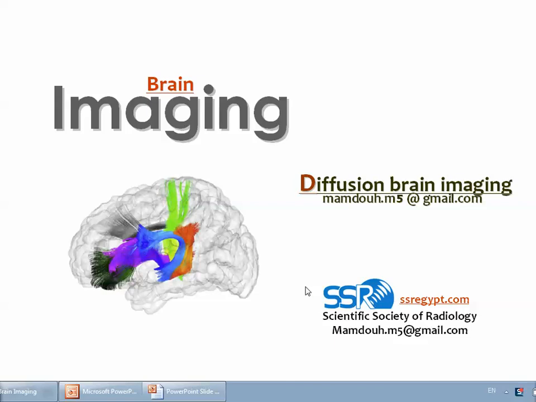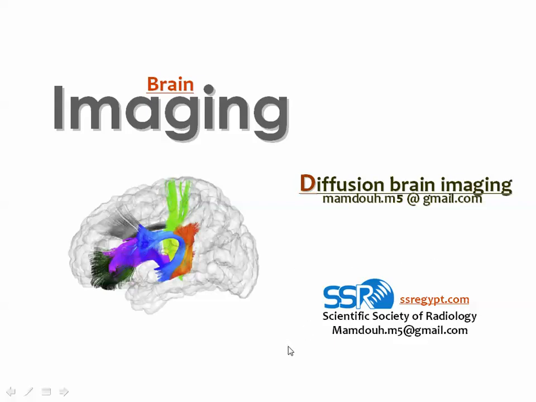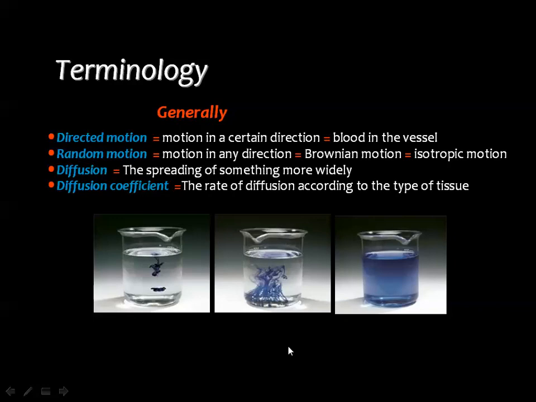Dear colleagues, we'll discuss a new topic in brain imaging, which will deal with the value of diffusion brain imaging by MRI. To start with, we have to know some of the terminologies that are used whenever we are interpreting the diffusion weighted images in order to understand what we mean by this.